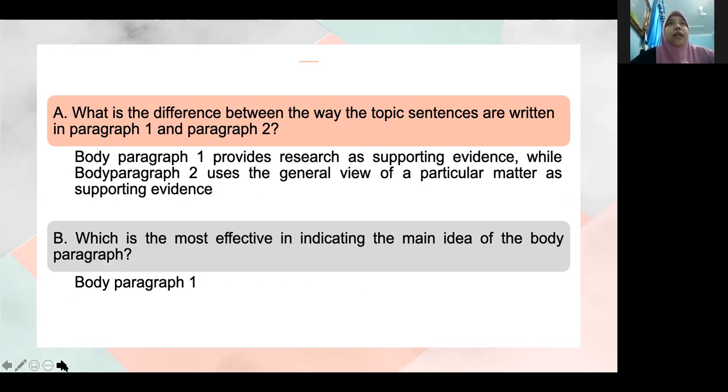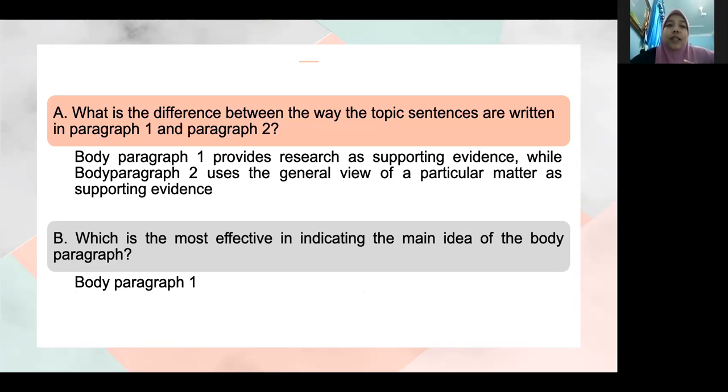So for the activity 3, sorry, I forgot. Okay, next question is there are A and B questions. So for A, the question stated that what is the difference between the way the topic sentence are written in paragraph 1 and paragraph 2.